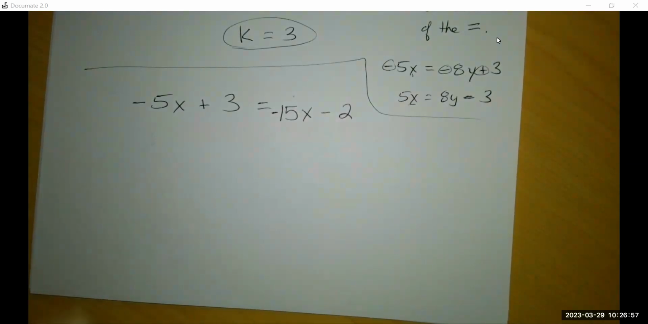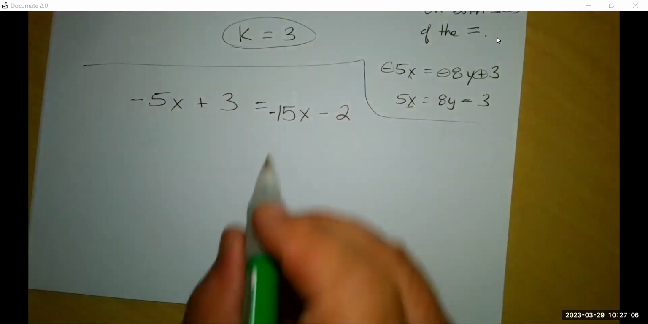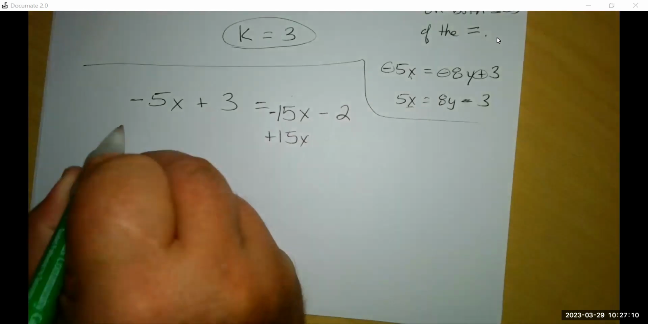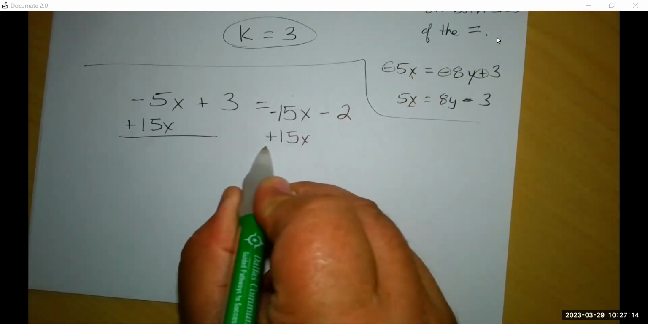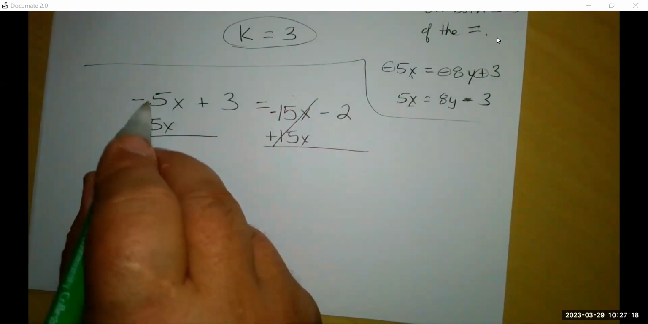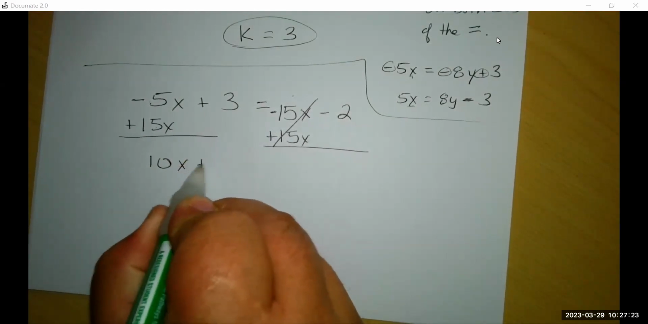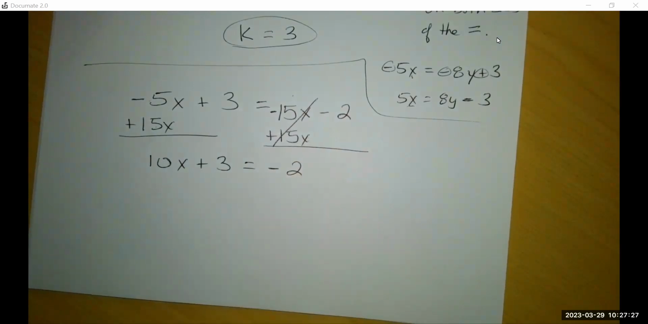You would know that because if you move -5 over, your x would still be negative. And we don't want that. So we would move 15 over. So we add 15x to both sides. (15 minus 5) is going to be a positive 10. x plus 3 equals -2.